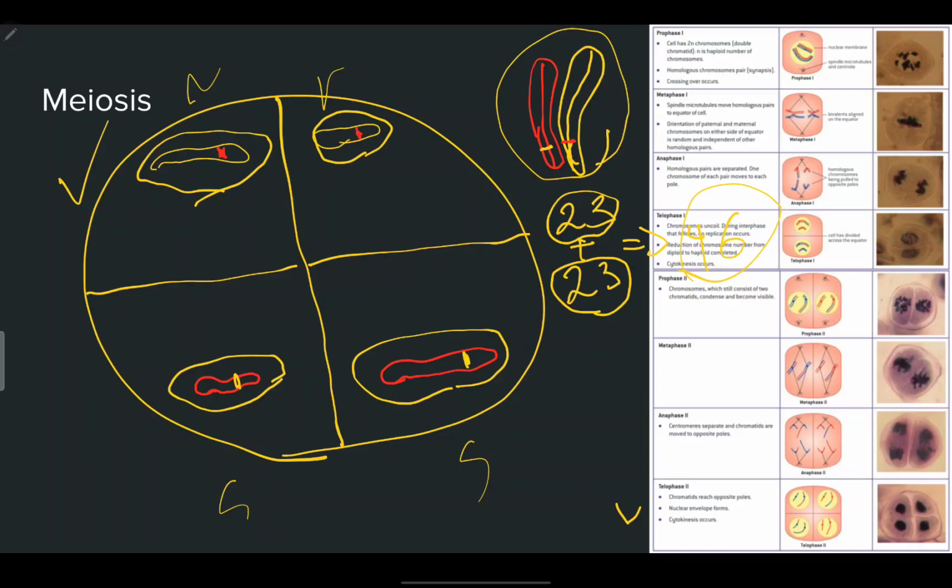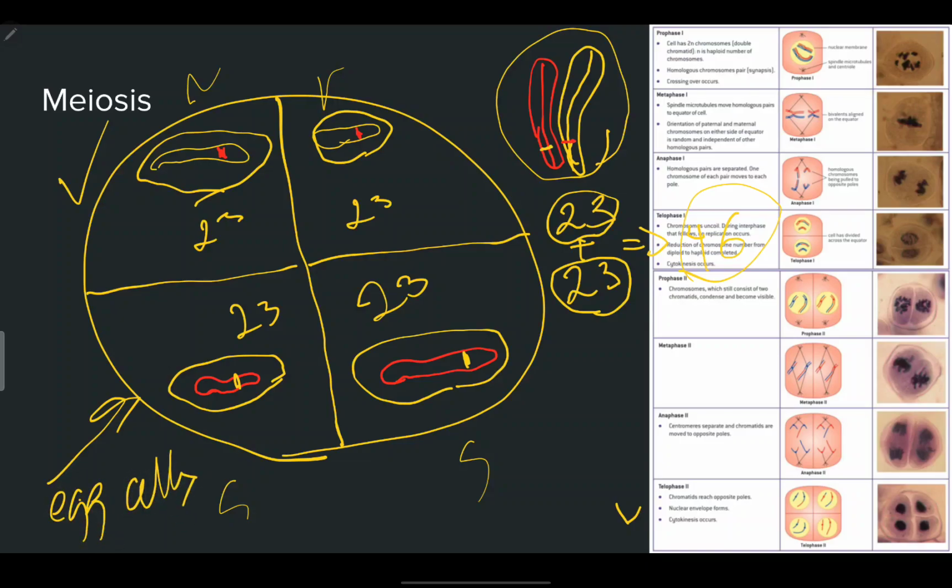Okay, so this has 23, this has 23, and let's say that it was formed in a female, thus it's meiosis of an egg cell. And let's say that this 23 pair is this pair. That's all.